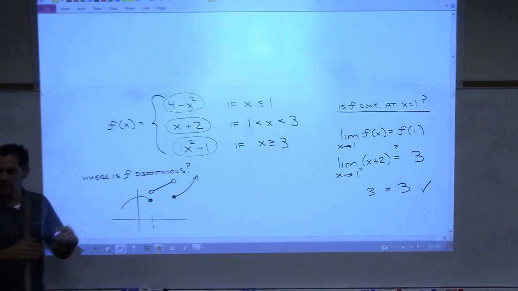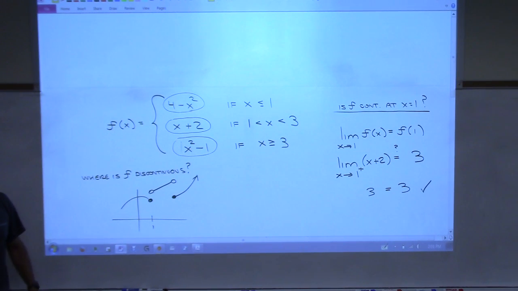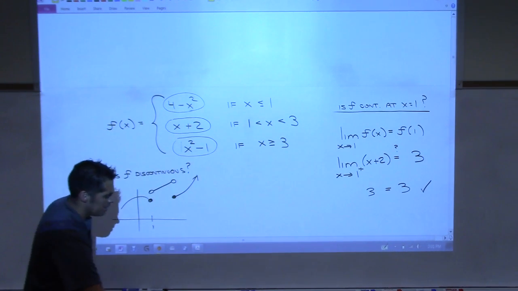In the middle is filled in. That's good. Now we have to check at 3. Does it do the same thing at 3? Are y'all with me? Okay.